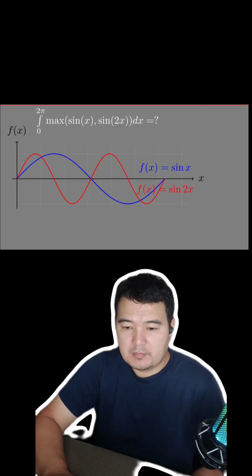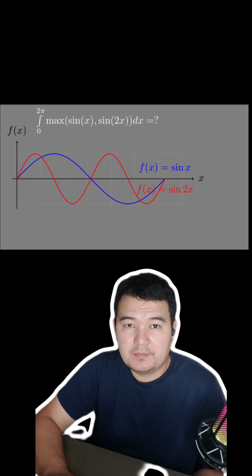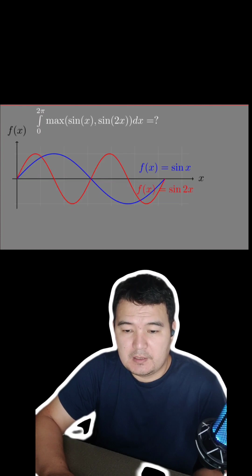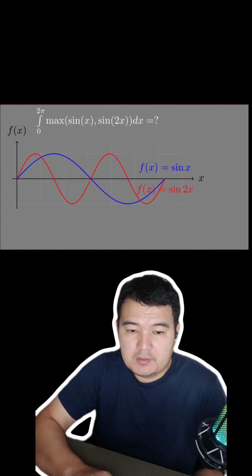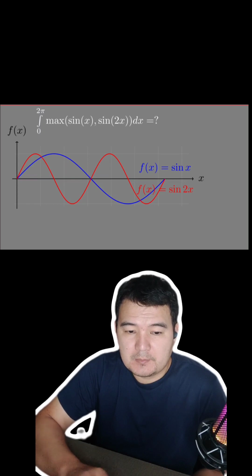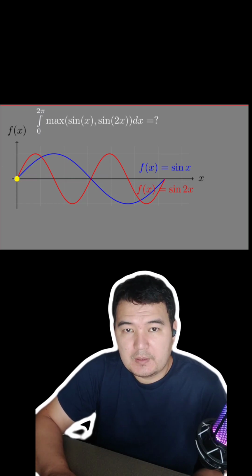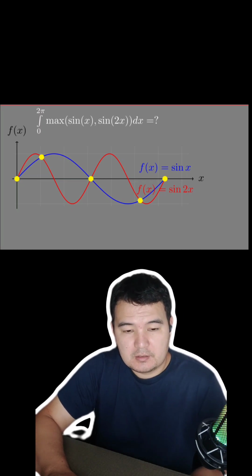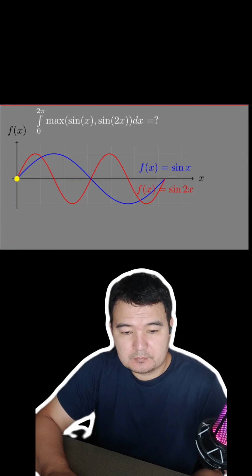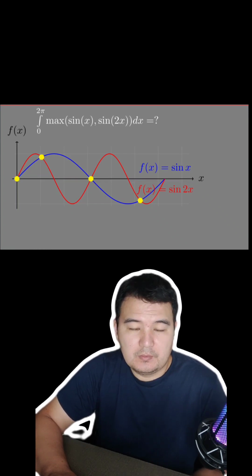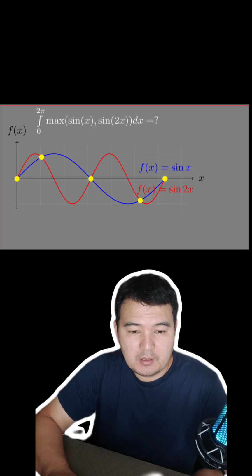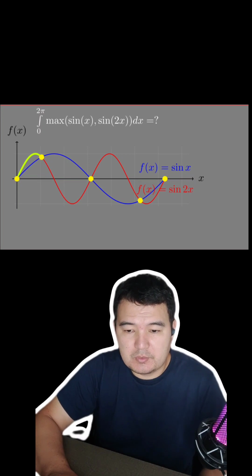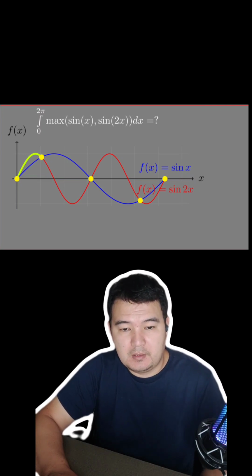To solve this problem, it's better to draw the graph and then identify the maximum function. So we have the graph of sine x and sine 2x. The maximum means that you are choosing, so we have to identify the intersection points, and then these 5 intersection points will divide the graph into 4 parts. In each part you have to choose the one which is maximum, the graph which is above the other one.